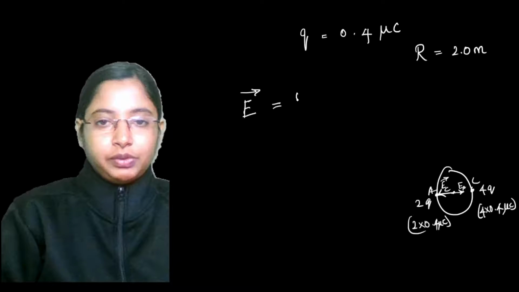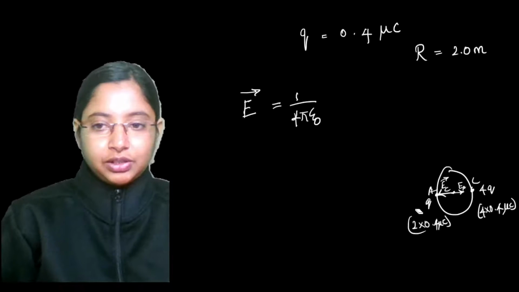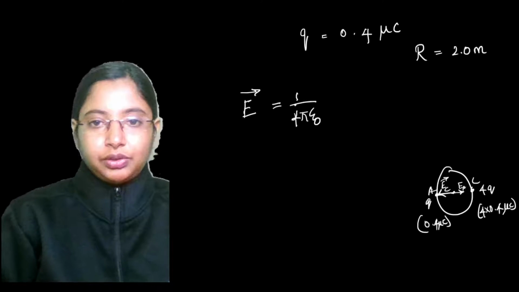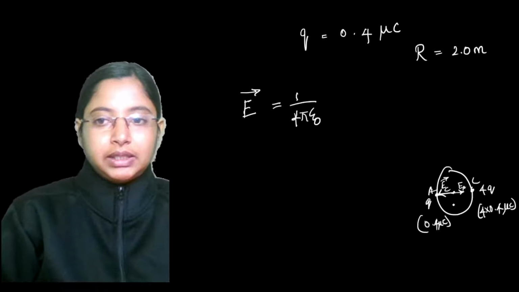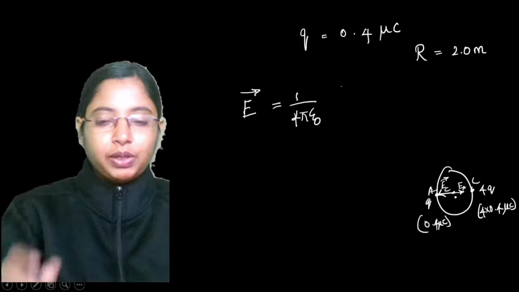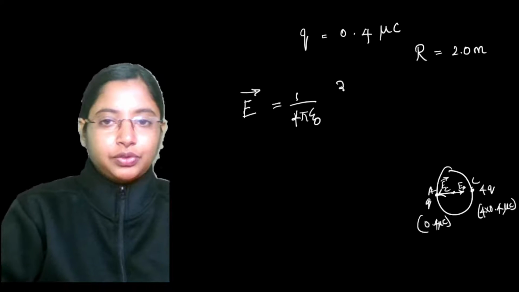So the end resultant will be 1 by 4 pi epsilon naught. Sorry, on this side it is not 4q, this is actually just q. So this charge is basically q. So in this case it will be 4q minus q, because they are in the opposite direction. So 4q minus q is 3q divided by r square.